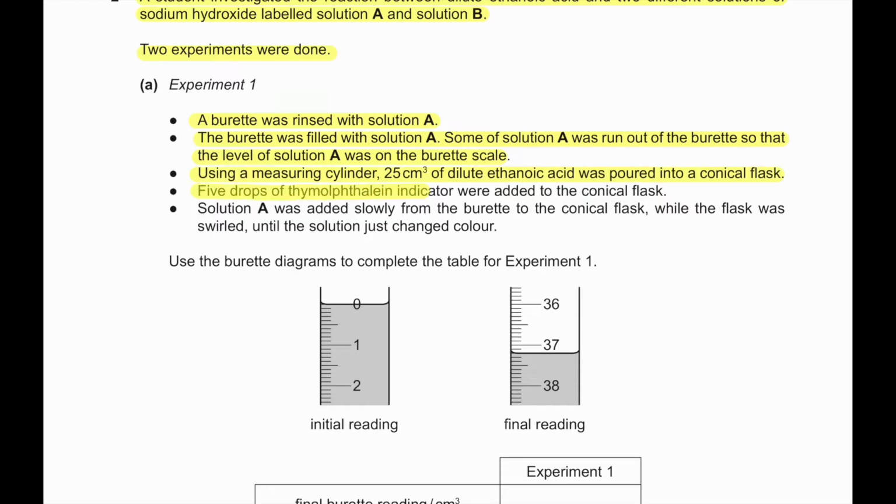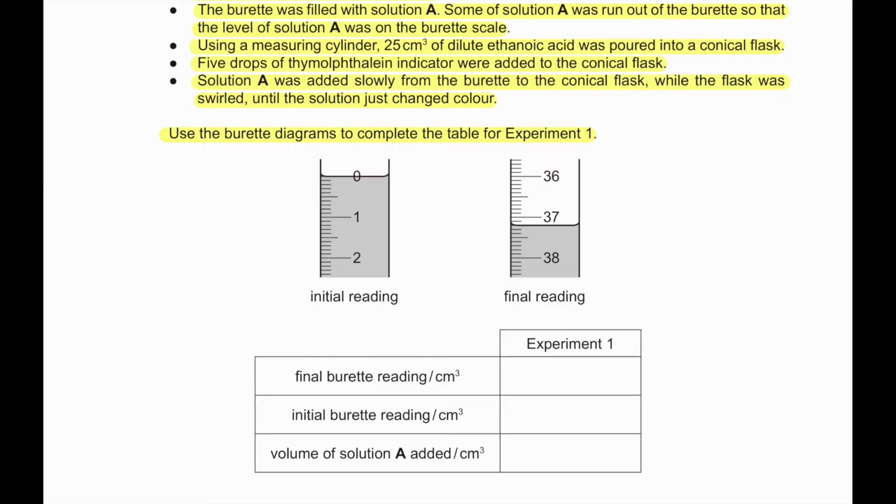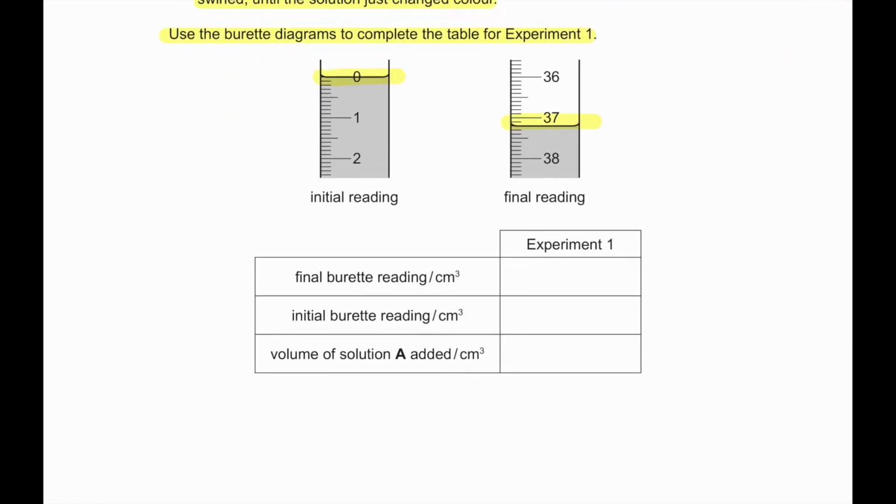5 drops of thymolphthalein indicator were added to the conical flask. Solution A was added slowly from the burette to the conical flask while the flask was swirled until the solution just changed color. Use the burette diagrams to complete the table for experiment 1. So we can see initially it was 0 and then after the experiment completed it was 37.2. So final reading is 37.2 and initial burette reading was 0.0. So the volume of solution A that was added was 37.2.